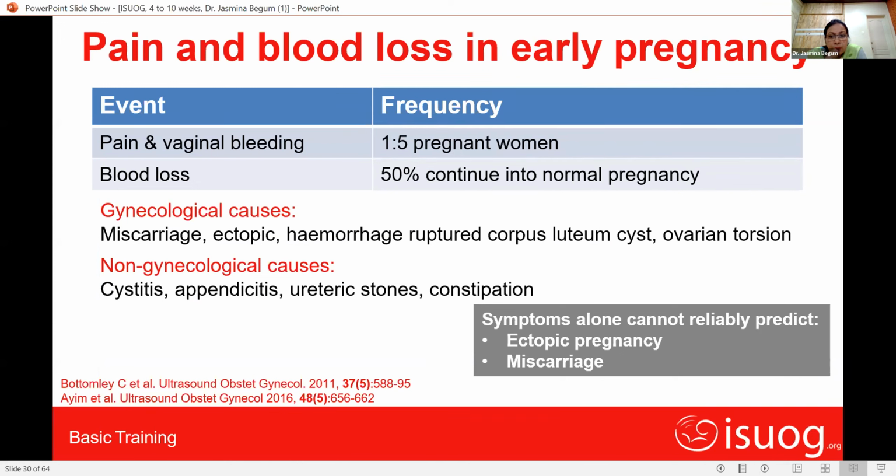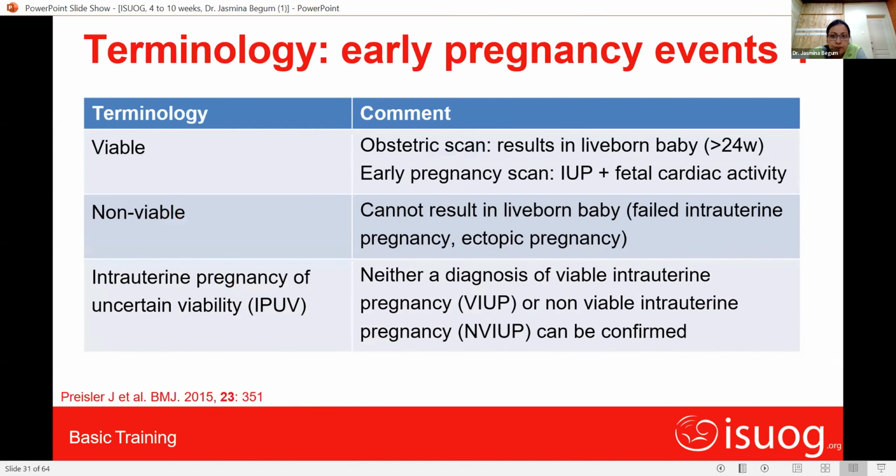So symptoms alone cannot help us to know whether it is ectopic pregnancy or miscarriage. We have to take the help of an imaging modality. The first imaging modality is ultrasound, which will help us to know the pregnancy location, whether it is present outside the uterus, whether the pregnancy is viable or non-viable, whether there is miscarriage. The diagnosis can be made by taking the help of ultrasound.